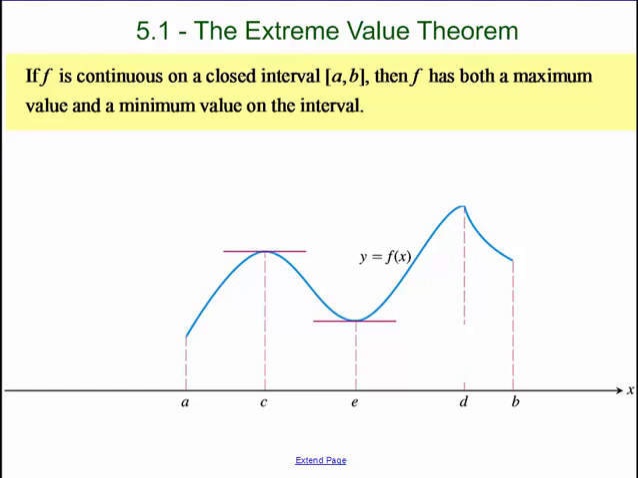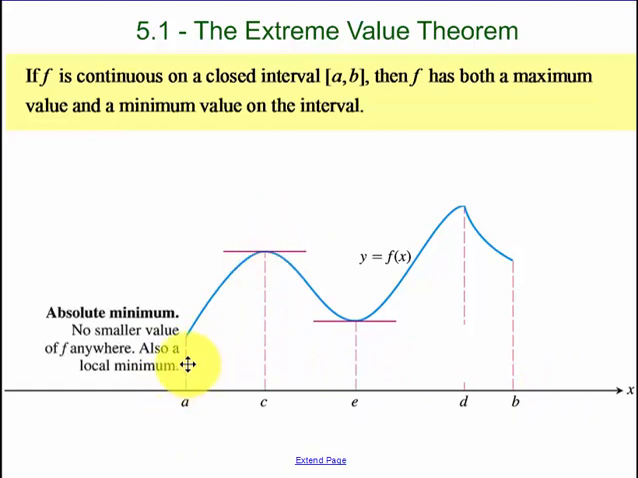Today we're going to be talking about the extreme value theorem. If you have a continuous function on a closed interval, that function has both a maximum and minimum value on that interval. So let's look at a few possibilities that we have here. We have an absolute minimum here. I have no other y values that are smaller than that value.